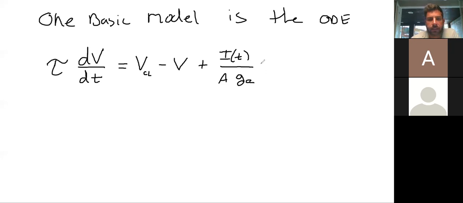So let me fix that. That's a C sub L. I didn't tell you what any of these constants mean yet. So let's put this in a nice red box.